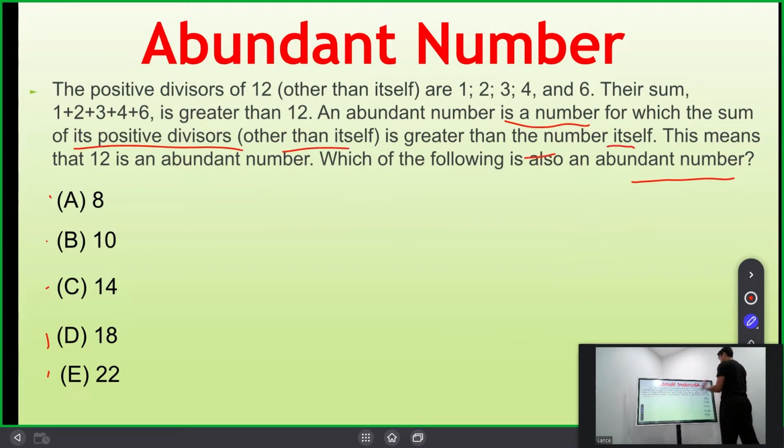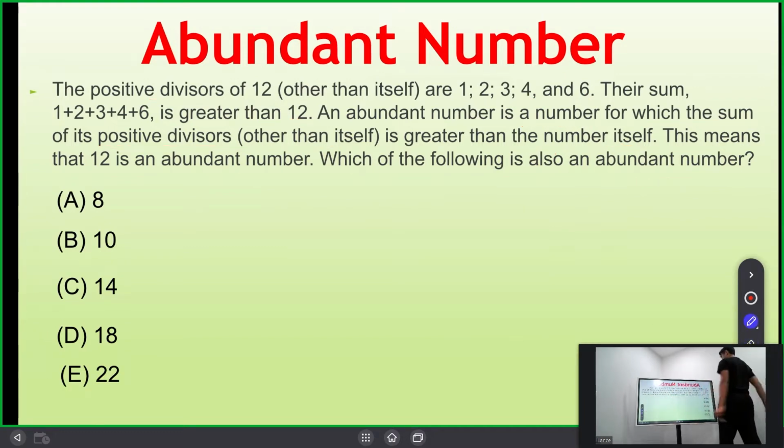And the question that we were given was the number 12. The divisors of 12 are 1, 2, 3, 4, and 6. Once you add all those numbers up, we get greater than 12. So that is an abundant number. Based on that information, we also need to do the same thing for all of these numbers here, and find out which one is an abundant number as well. So let's get started with solving all these to find out the abundant number.